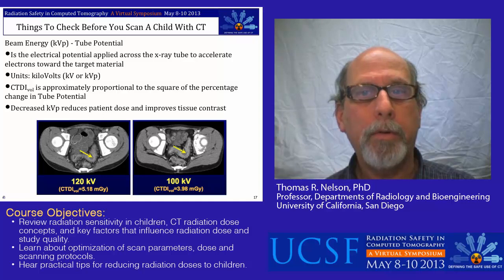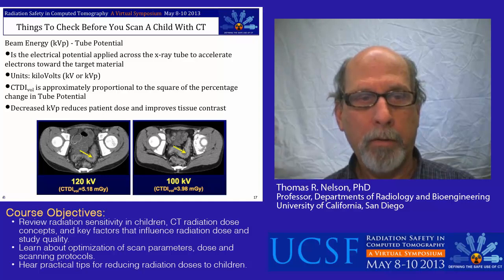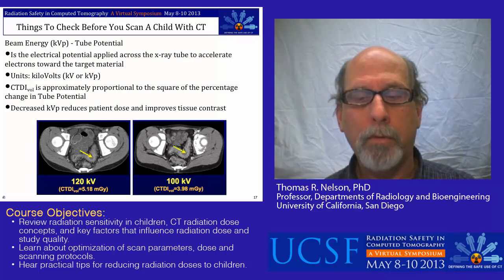The beam energy, or tube potential, is the amount of energy the X-ray photons will have, and it's adjusted at the beginning of the protocol. It's approximately proportional to the square of the percentage change in tube potential when we change between two different KVPs. Decreasing the KVP reduces the patient dose and improves tissue contrast. This is very important in children, and as can be seen in the image at the bottom, by reducing the KVP from 120 to 100, we can improve the soft tissue contrast and also reduce the dose by about 20%.